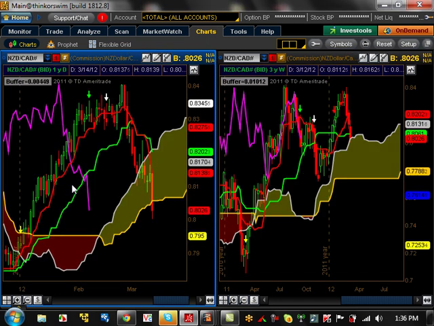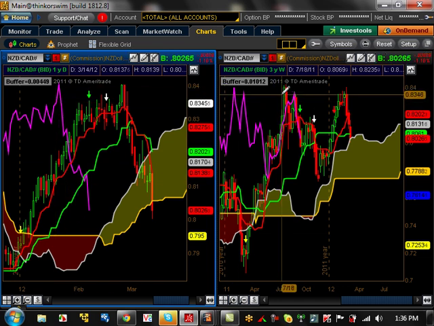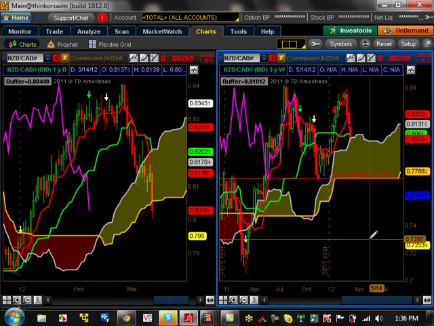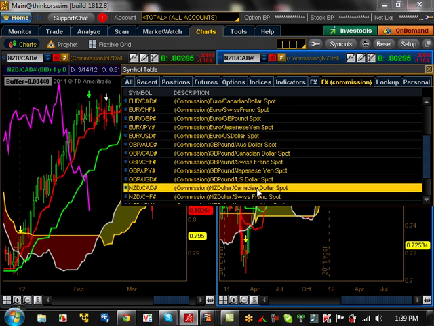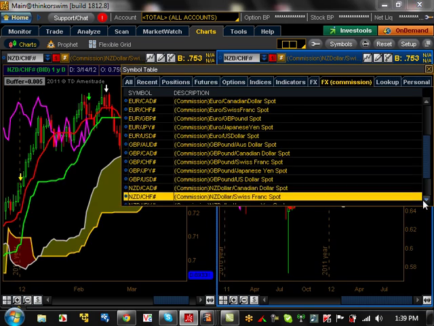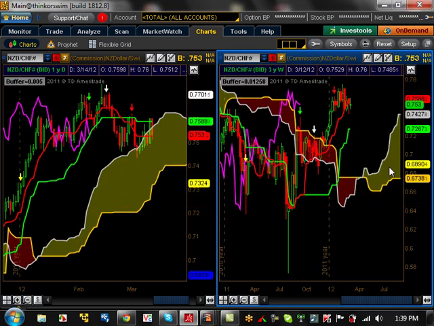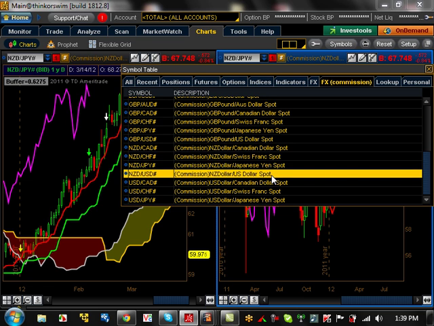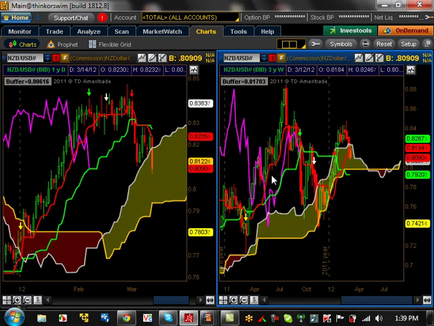New Zealand CAD, really doing nothing at all, has this double top here. It's going to be interesting to see if it can come down here to 77.38, which is a major resistance level moving forward. New Zealand Swissy, nothing to talk about. New Zealand Yen, of course, is going up here, a major double top, a major resistance level. You can see all the yen pairs are hitting a major resistance level on the weekly time frame.